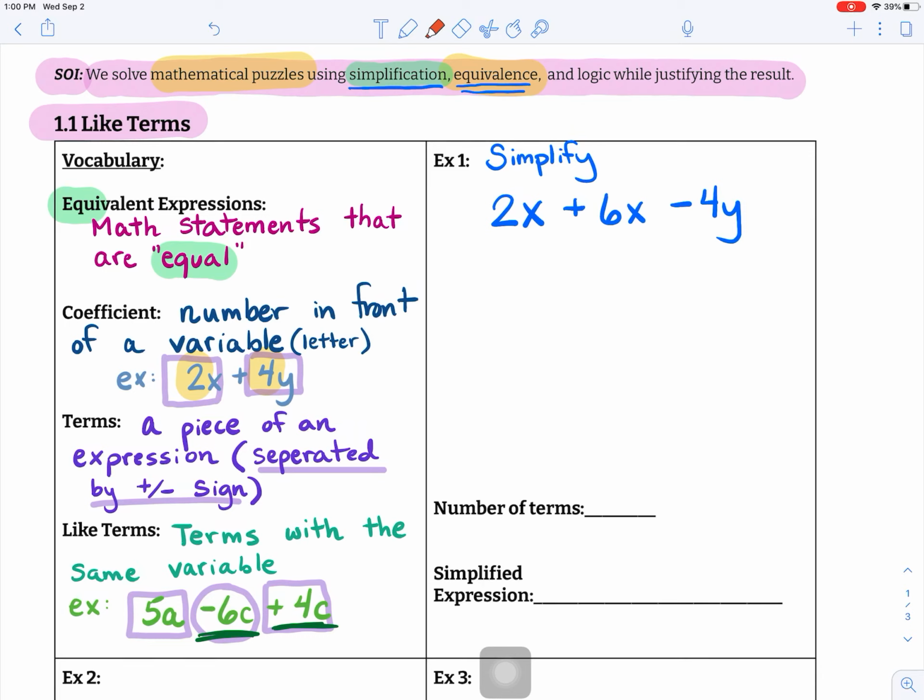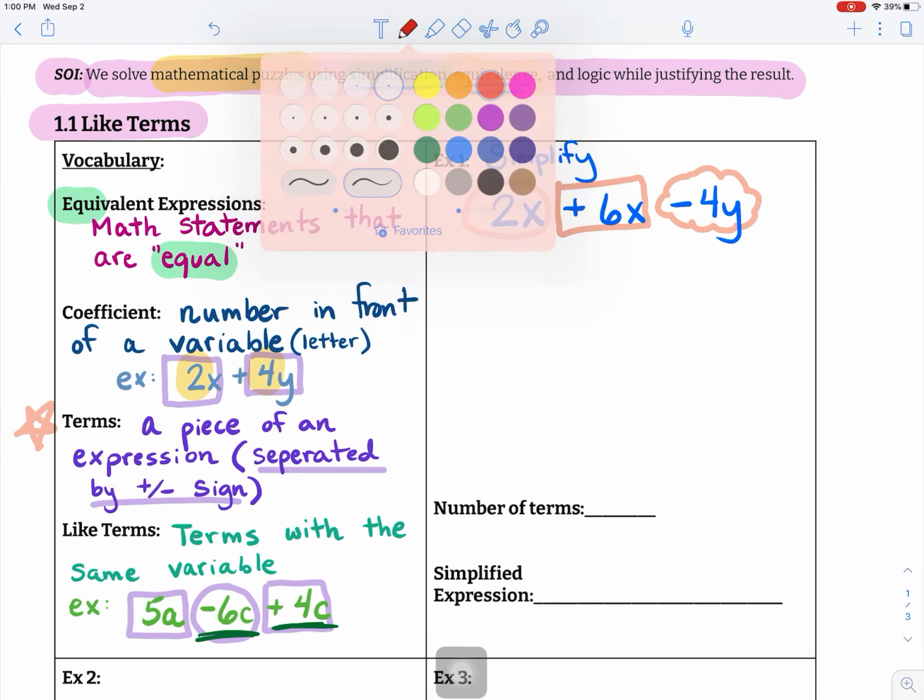So the first thing I want to do is I want to identify the terms in my expression. So just like I said yesterday, we're going to read from left to right. I know that every time I see a plus or a minus sign, that starts a new term. So I've got a 2x, I've got a positive 6x, and I've got a minus 4y. Notice how I'm including the signs in front, the plus and the minus signs.